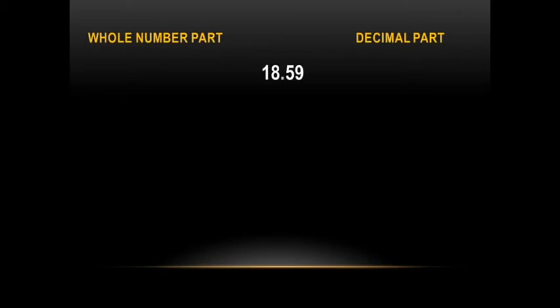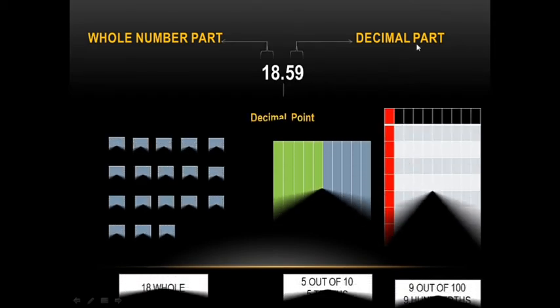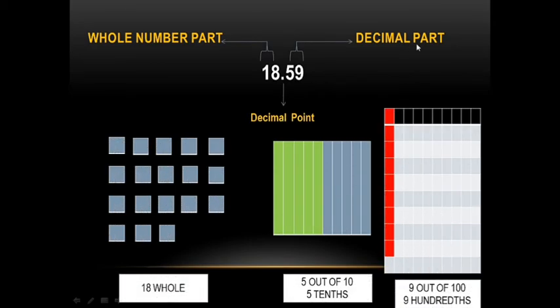Now again we will take example 18.59, and as I told you earlier, the 18, which is the portion before decimal, means the digits which are given before the decimal, that is called whole number part, and the digits which are given after the decimal, that is called as a decimal part. So here by diagrammatically I am going to explain you.